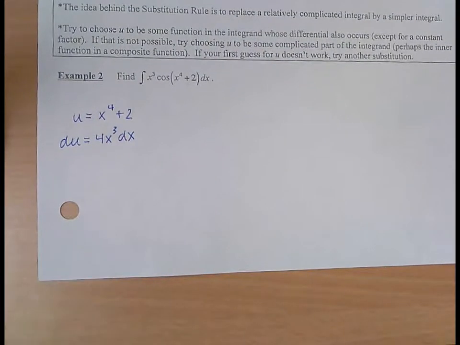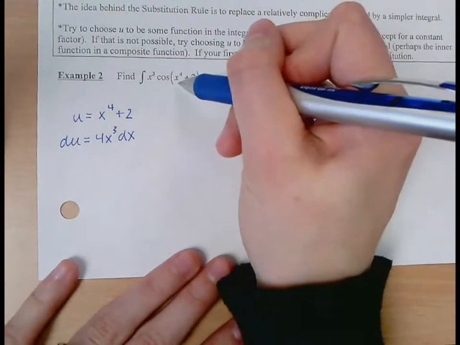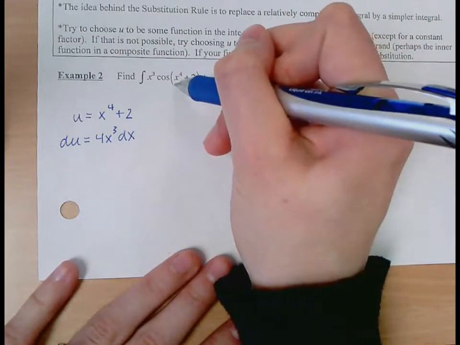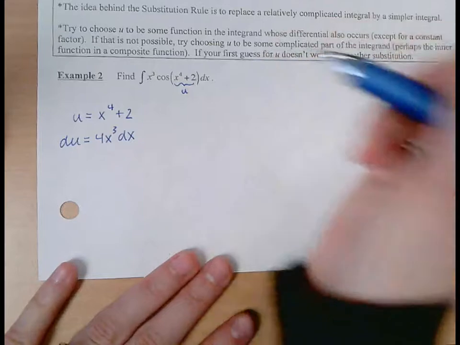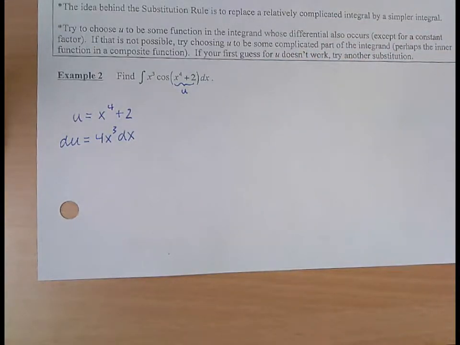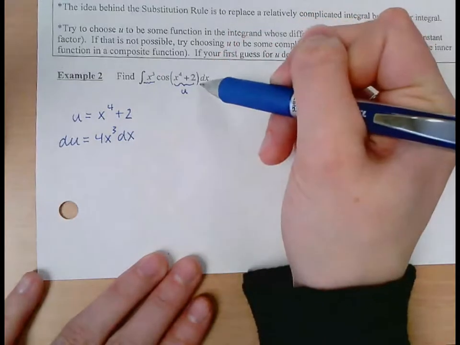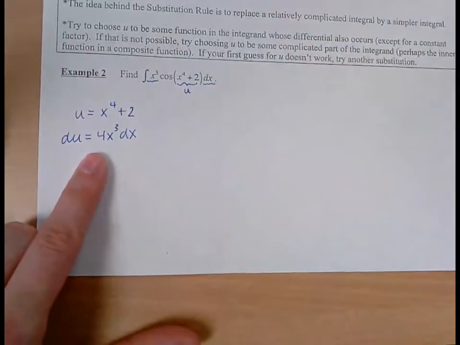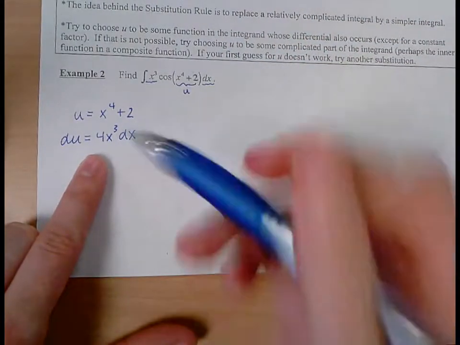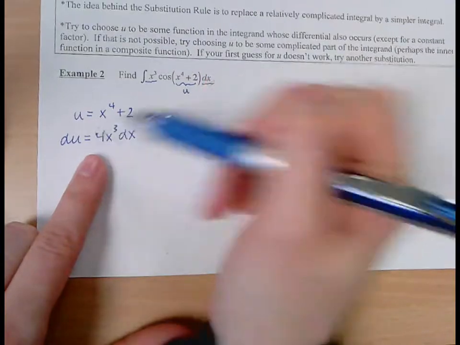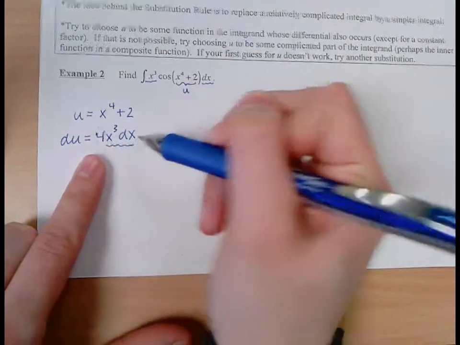Now here's what you have to check. If you made the substitution and got rid of the x to the 4th plus 2, that's now going to be cosine of u. And I do have an x cubed dx, but I don't have a 4. That's okay. If all you're missing is a constant factor or a coefficient, that's okay.